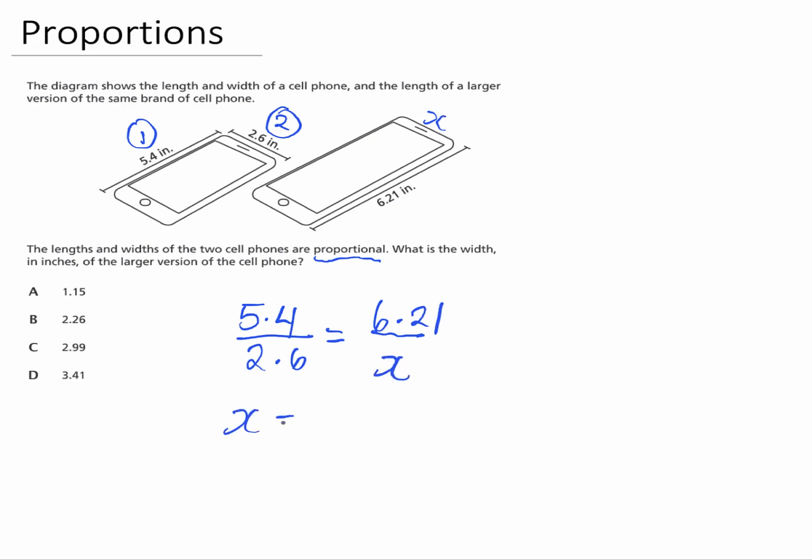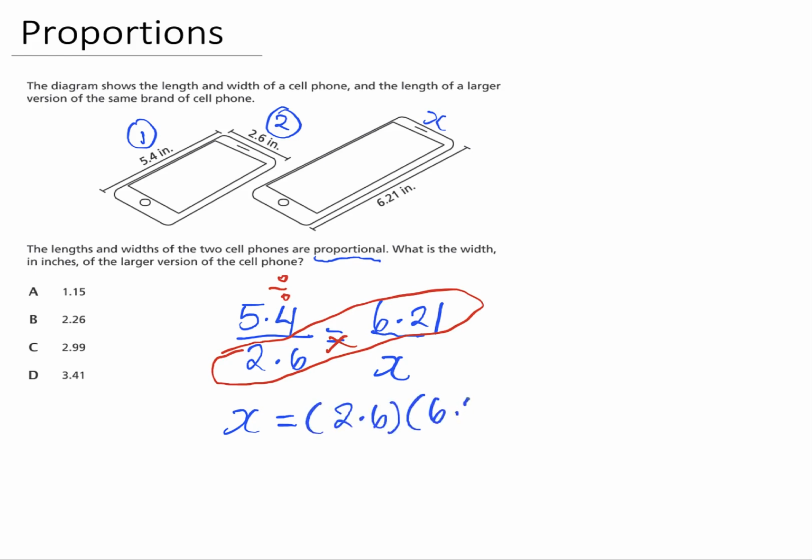So to solve for x, and I make this simple so you don't have to do a lot of calculations, always remember the two numbers that are diagonal, you're going to multiply, and then that third number is what you're going to divide by. So we're going to multiply 2.6 by 6.21, and then divide that by 5.4. Now, since these are decimals, let's get our calculator.